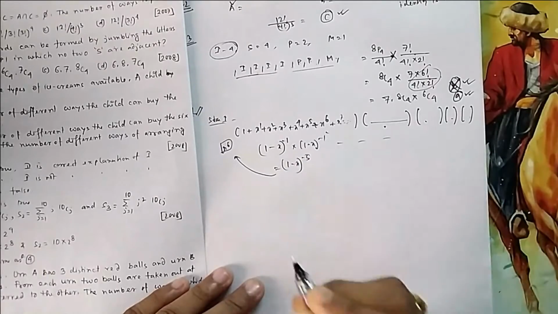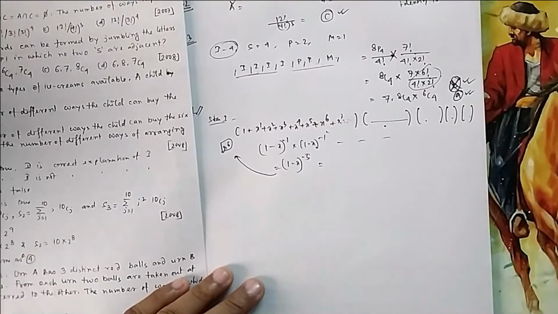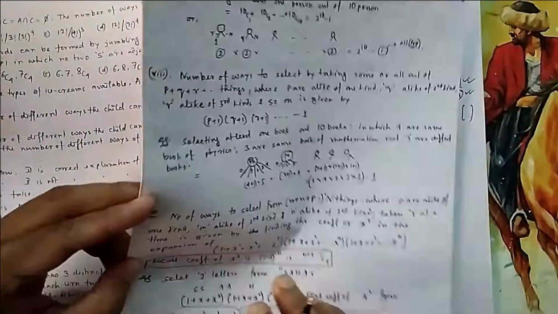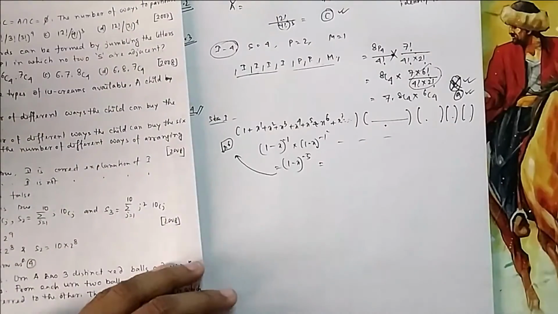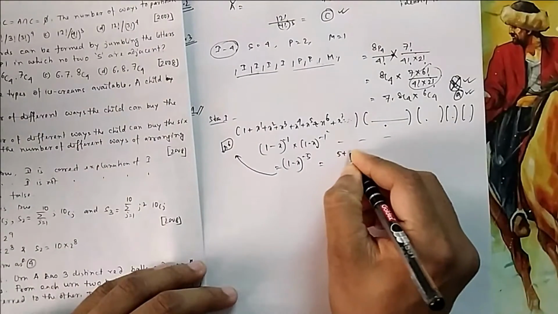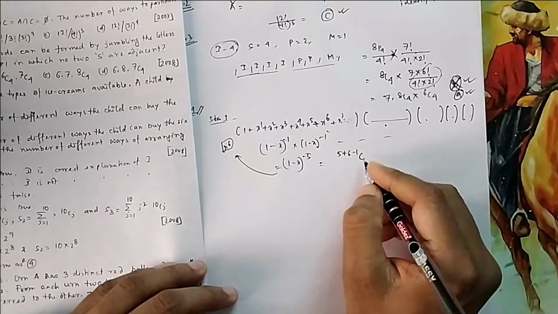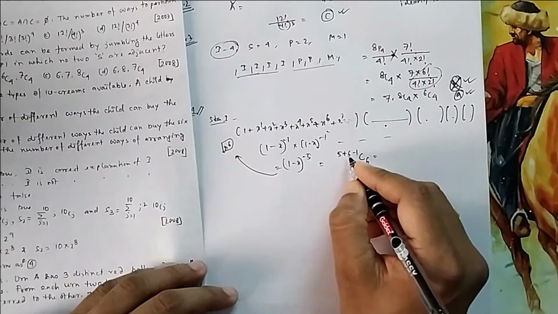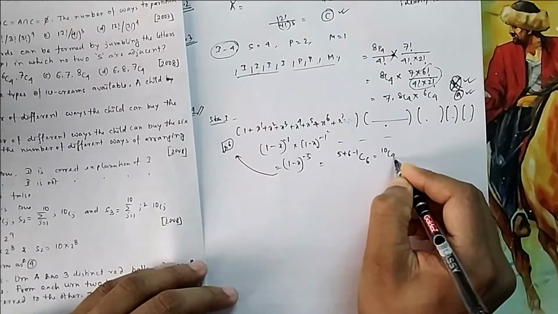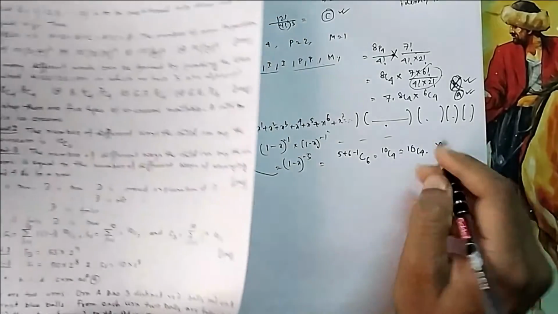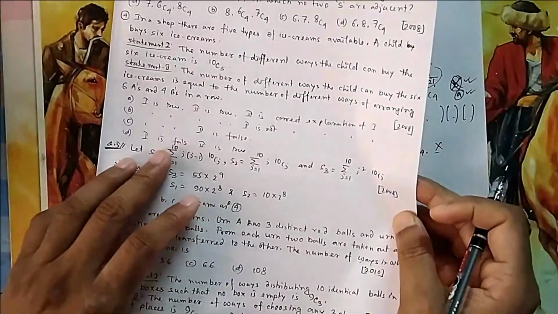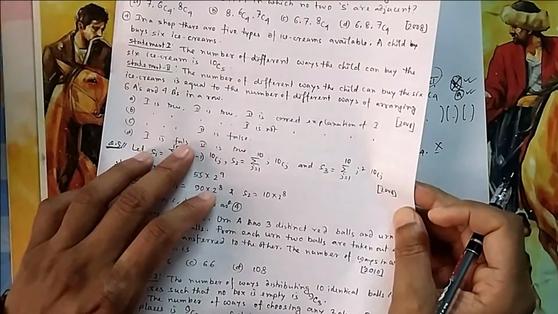If you find the coefficient of x to the power 6 from here, what will be the formula? I have explained this one: (n plus r minus 1) C r. So that is 5 plus 6 minus 1 C 6, that is 10C6, which you can write as 10C4. So obviously statement 1 is wrong. If statement 1 is false, then it is obviously option D. There is no need to check anything else.